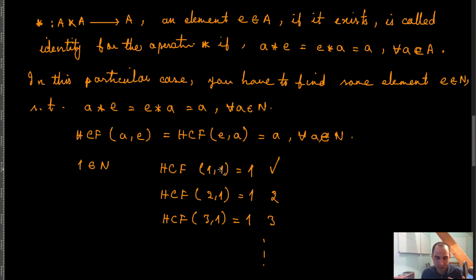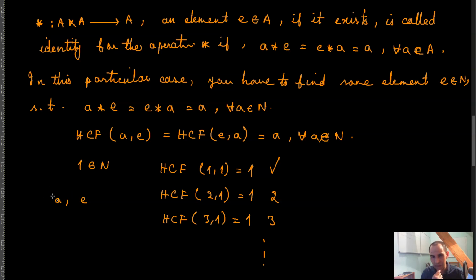Now, another way to investigate this is to find at least two numbers in the set of natural numbers, where you take one as the identity and the other one as A. When you pick those two numbers, the highest common factor of those two numbers has to be equal to A. So you have an A and you have an E, and you're taking the HCF of these two. In every case it has to be equal to A.